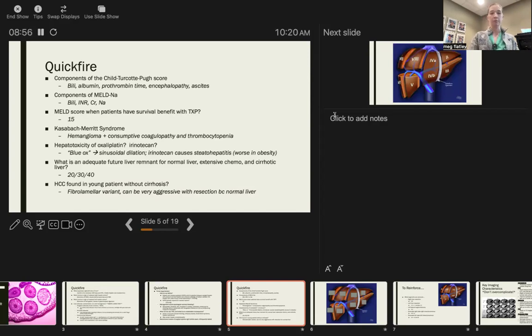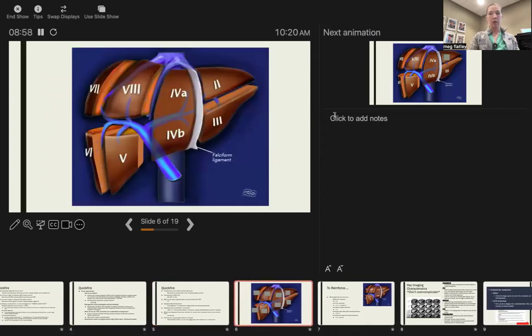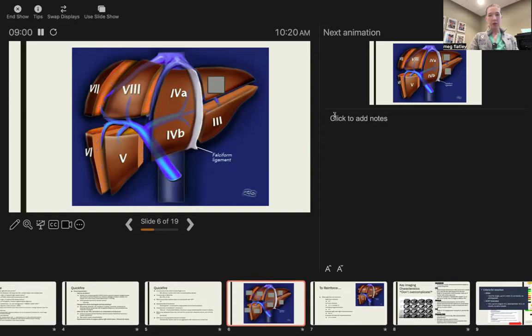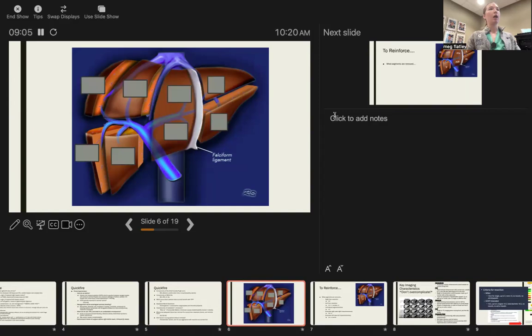All right, liver anatomy. This was supposed to be hard. No, hold on. We're going to go backwards. Who can tell me the segments of the liver? There are 8 segments.